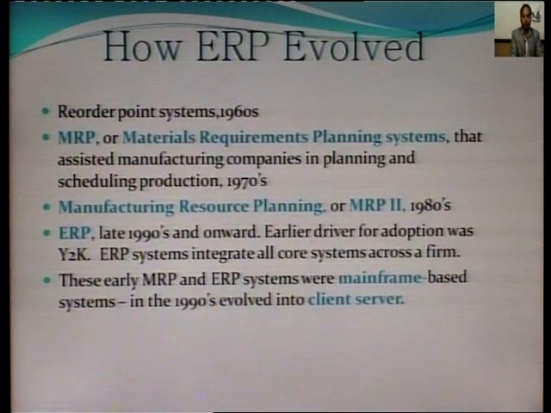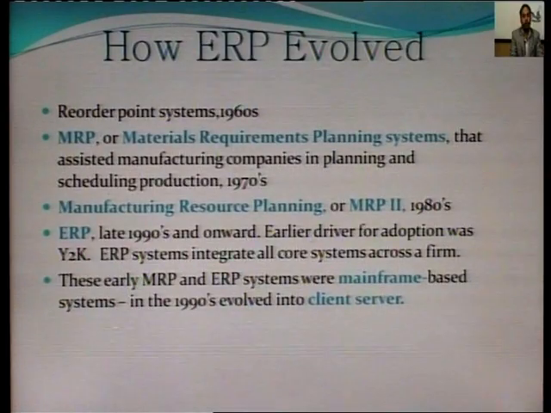How did ERP evolve? A reorder point system was introduced in the 1960s. It was the first system that could handle the manufacturing processes. And in the 1970s, MRP1, that is called Material Requirement Planning, was introduced. It addresses the unit product in units and currency in dollars. In the 1980s, MRP2 was introduced. It is manufacturing resource planning. It is more advanced than material requirement planning.